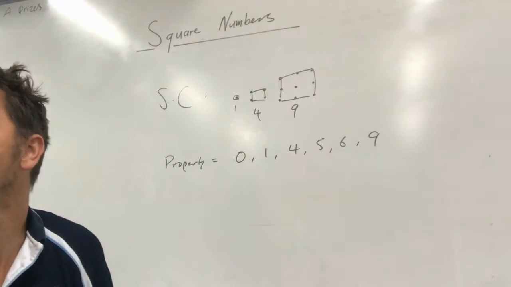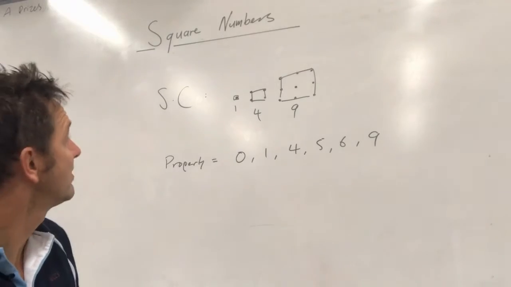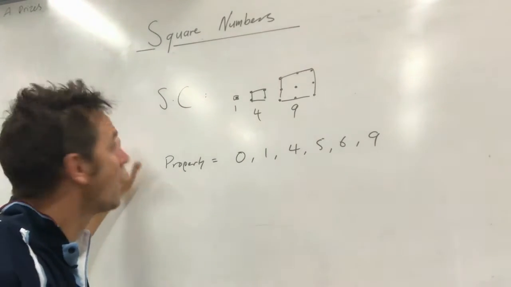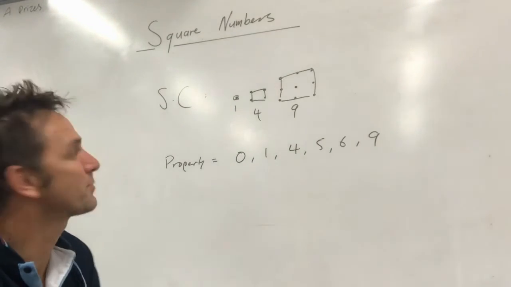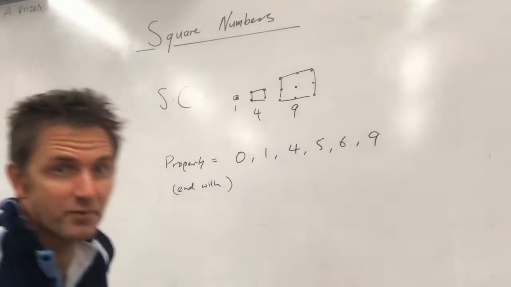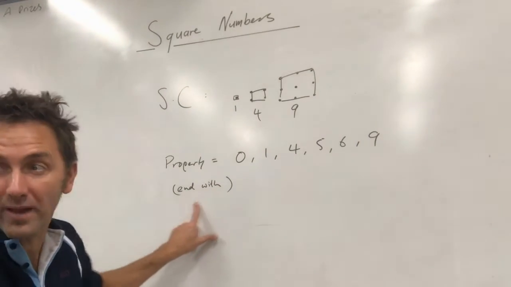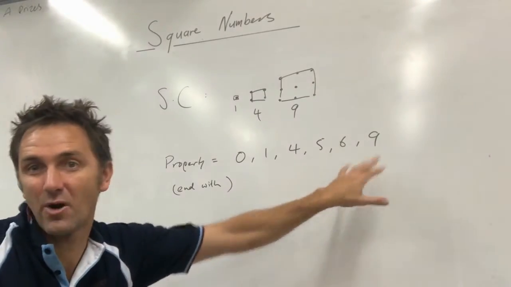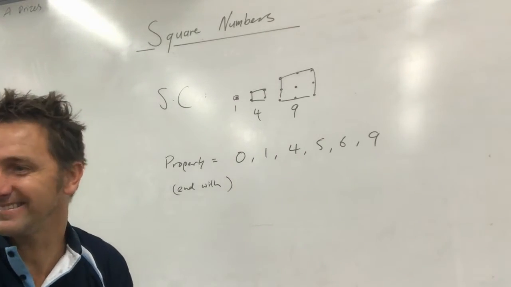Who's got a question? Yes? Sure. Now if you've got some time or a book, I would probably write this down. I think it's probably pretty helpful, okay? Right, if you've written down properties, I hope you put down the end with, because the properties, they always end with a 0, 1, 4, 5, 6 or 9. So just make sure you've got that down.